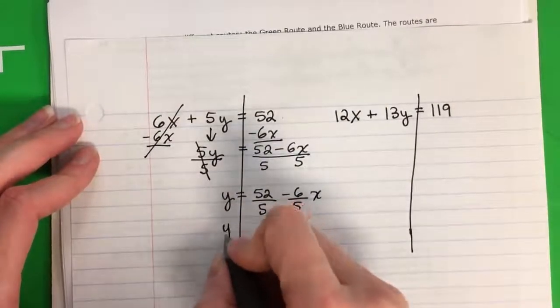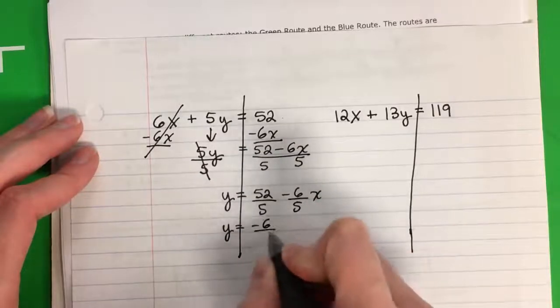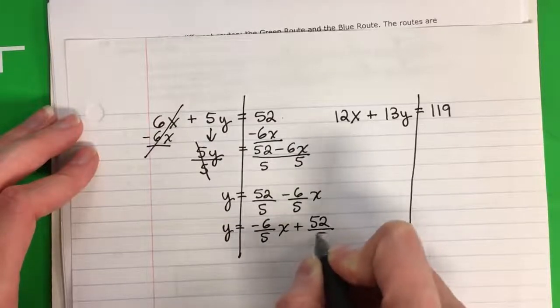And we are going to switch. So Y equals, we're going to switch. That's a negative 6 divided by 5, X, and that's a positive 52 divided by 5.